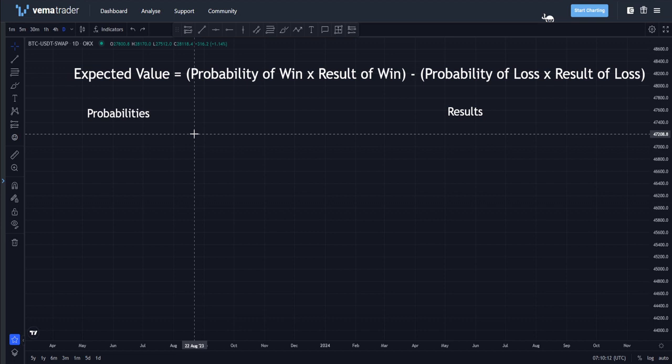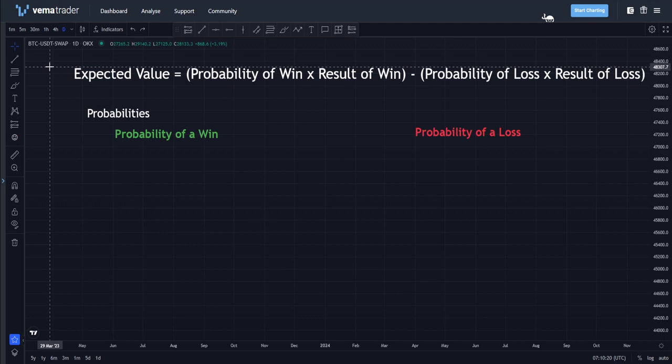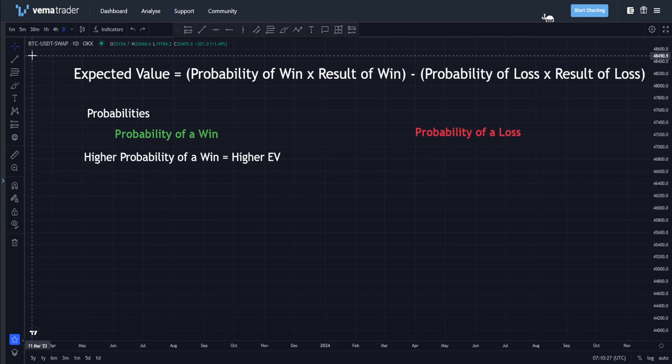When it comes to probabilities, there are two things you can look at: your probability of a win, and your probability of a loss. Those are the two probabilities that go into the expected value formula. A higher probability of a win is going to lead to a higher expected value, because if you have a higher win rate, you're winning more trades. If you have a higher probability of a loss, that's actually going to lower your expected value. So that is not what you want.